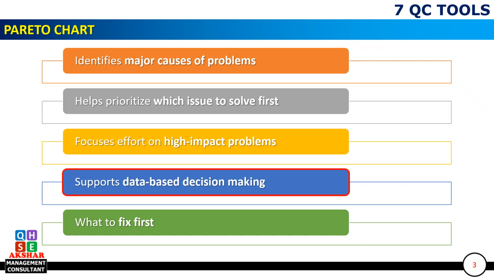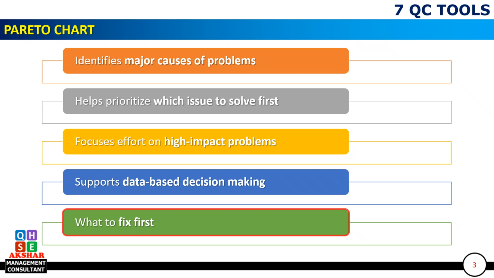Finally, it supports data-based decision-making. We are not guessing. We are not depending on opinions. The decisions are taken based on actual data shown in the chart. So, in simple words, the Pareto chart tells us what to fix first for maximum improvement. That is why it is one of the most powerful tools among the 7 QC tools.